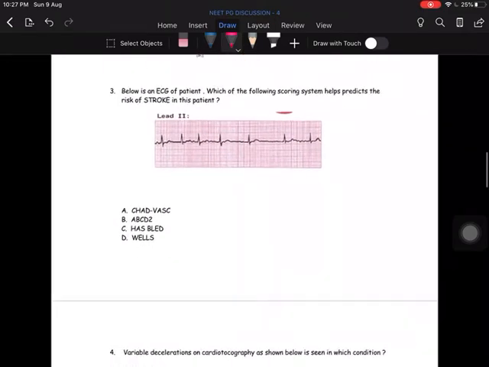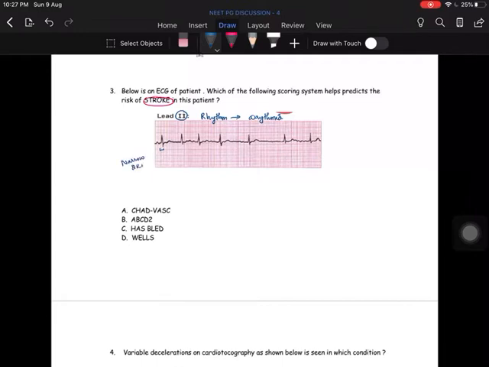Okay, next question. Third question is ECG. Below is an ECG of a patient. Which of the following scoring systems predicts the risk of stroke in this patient? So let's see what the ECG is. Lead 2 is the rhythm strip for arrhythmias. What you see is a narrow QRS.